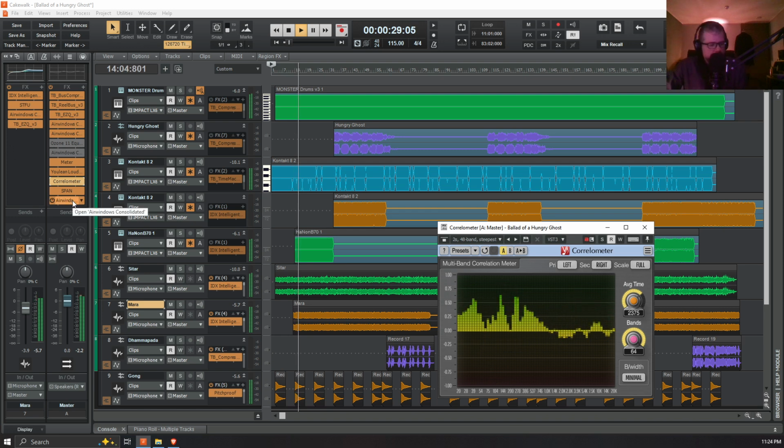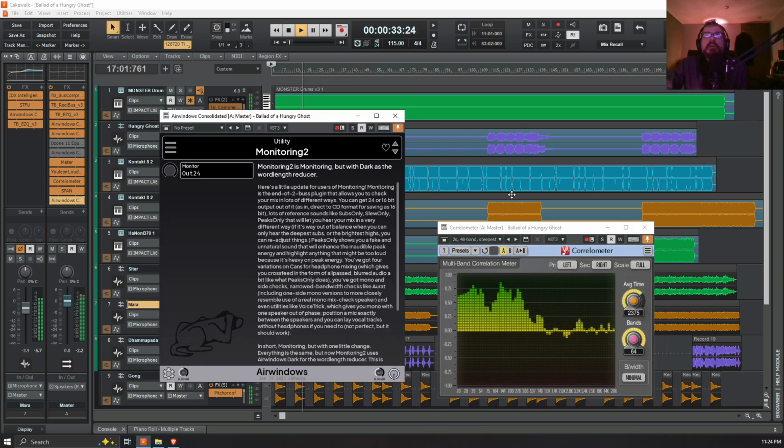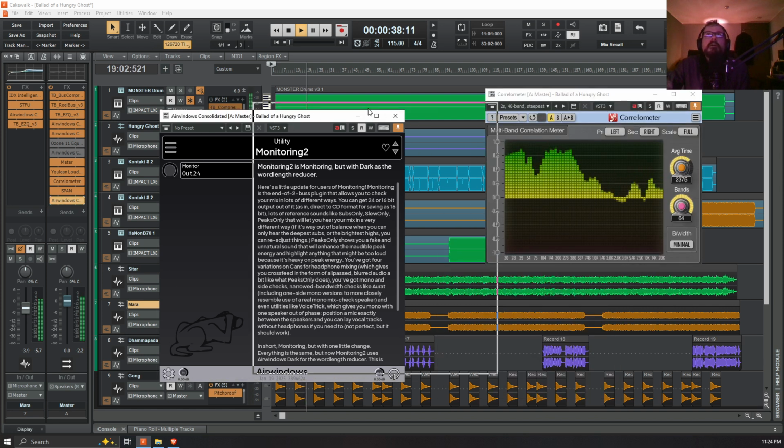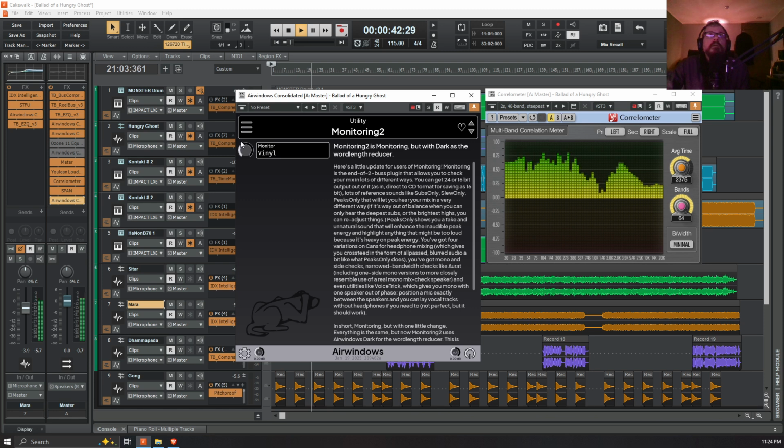All right, now I'm going to kick it into mono using Airwindows Monitoring 2, which is a great tool. Okay, so there's peak energy, peaks, slew, subs, and there's our mono. Now, this is what I heard when I listened to it through my smartphone speakers. That's what got me curious about this. I heard it through the cell phone. I heard that. I thought, I bet that's phasing issues. It just doesn't sound musical. It doesn't sound right.